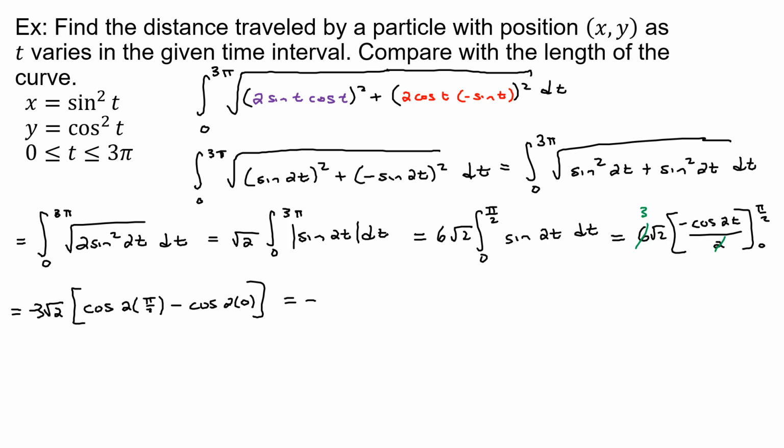I'll get negative 3 root 2 times, the 2's cancel, cosine of pi is negative 1, cosine of 0 is 1. So I'll get negative 3 root 2 times negative 1 minus 1, which is negative 2. So I'll end up with 6 root 2.